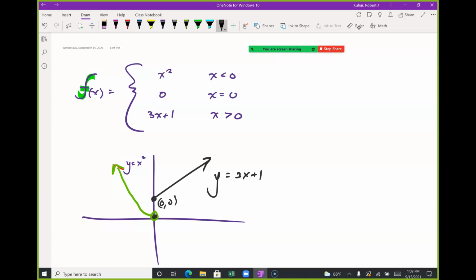Go ahead, yeah. Is it supposed to be closed or open? So the green is open because of no equal. Oh, thank you. You're right. All right, thanks. Yeah, so no equal sign means open. With an equal sign, fill it in, right?